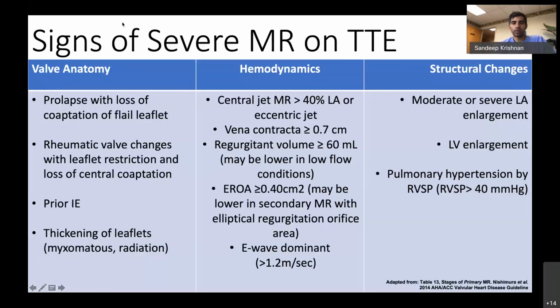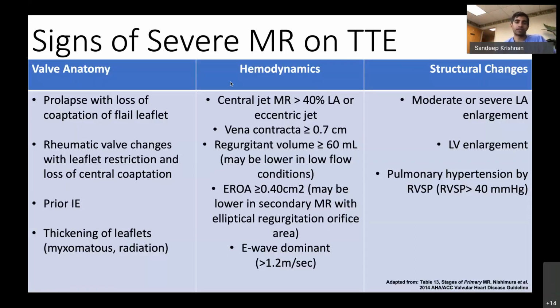So the hemodynamics are also very helpful here. You guys already are familiar with most of this, but if you have a central jet that's greater than 40% of the left atrium, or an eccentric jet, those are usually never benign, and they're usually never mild. My rule is, if it's an eccentric jet, I have to prove that it's not severe MR. It's like guilty until proven innocent, essentially.